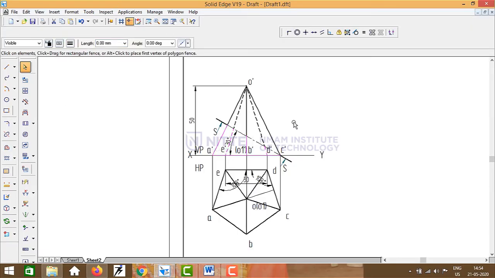0.05 millimeter. Okay, this is the section plane. Now mark the points where the section plane cuts the slant edges. So O dash A dash is cut at this point 1 dash, O dash B dash is cutting at point 2 dash, O dash C dash is cutting at the point C dash itself, so we can say it is point 3 dash here.